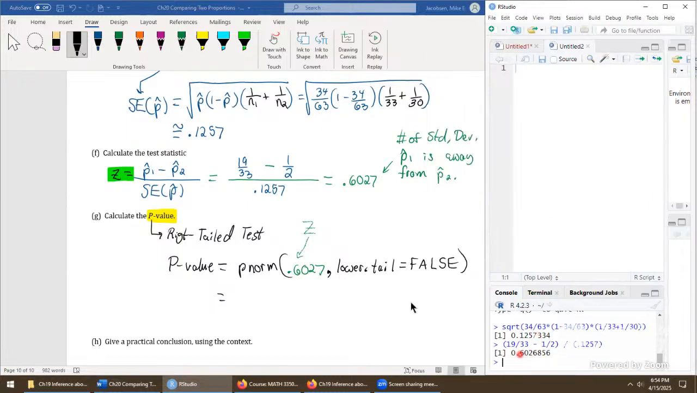That's a really fast statement to run. The syntax is here, so we'll just do directly pnorm 0.6027, lower.tail FALSE, and that's our p-value. It's quite large, but we should expect it with the smallest standard deviation. It's at 0.2733.